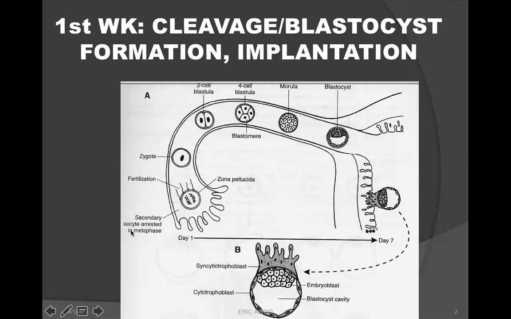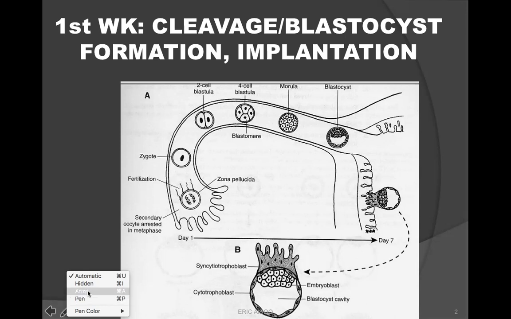So if the egg is lucky and there's fertilization, the secondary oocyte, which was arrested in metaphase, will complete the second meiotic division and a zygote will be formed. After that, a two-cell blastula will be formed, and then a four-cell blastula, then a morula. Then some species appear within the morula that will cause the blastomeres to move to the North Pole, what I call the North Pole.